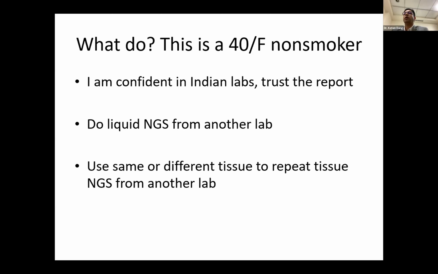So this is a 40-year-old female non-smoker. So usually we expect it to be EGFR or driver mutation positive. So if the report is negative, we can add a liquid NGS, which will add to the yield. Or in case we are in doubt, then we can repeat a tissue biopsy if it is easily possible.